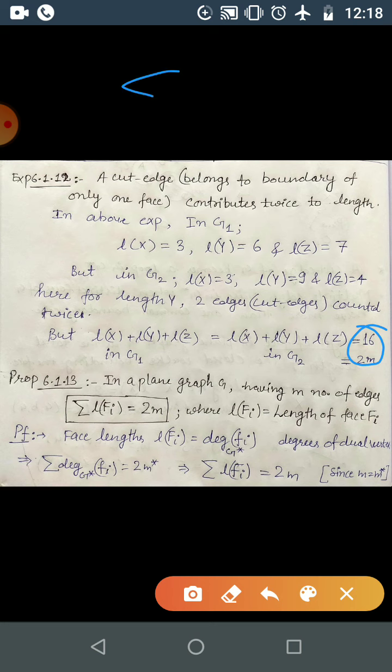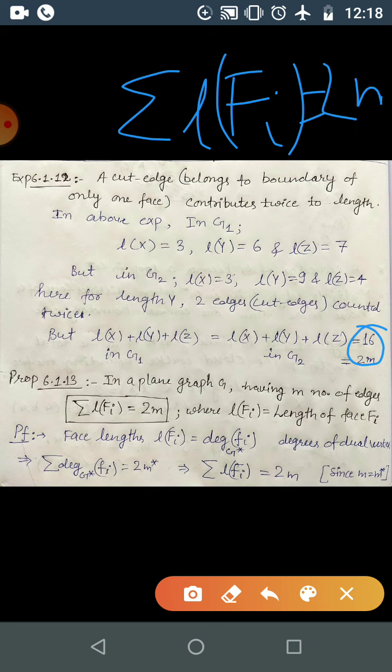So if you take the sum of the lengths of all the faces, it comes as twice the size, that is, twice the number of edges. Here i runs from 1 to the number of faces. So this will give you an idea of how size and length are related.